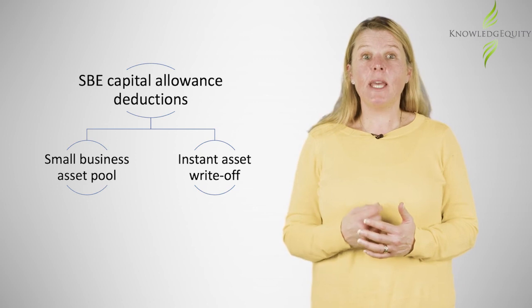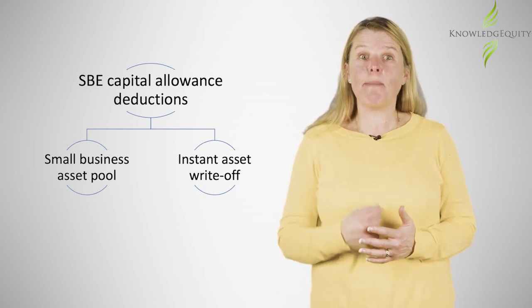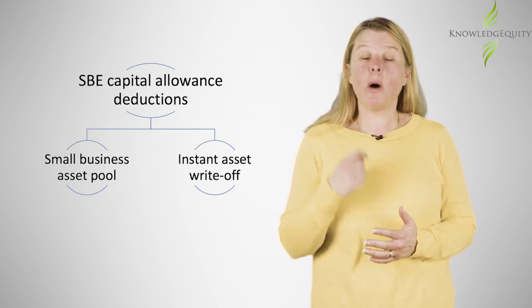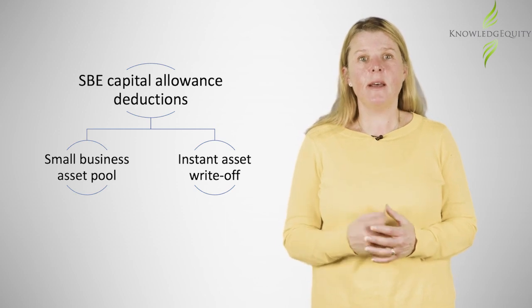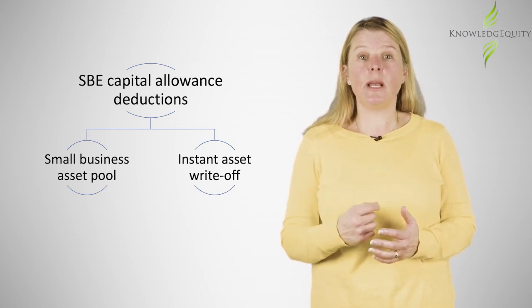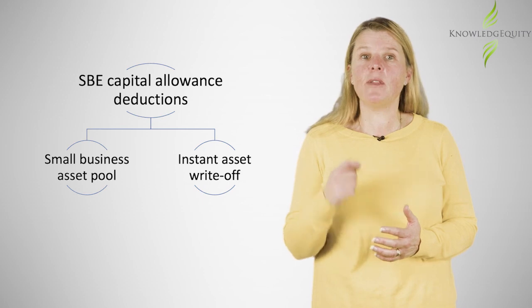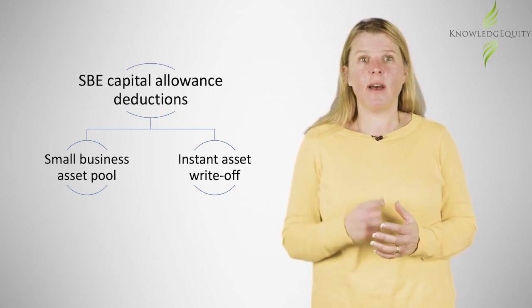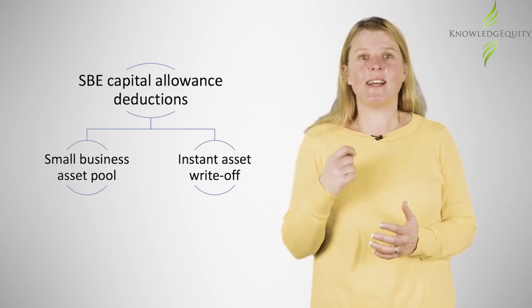To recap, the key points to remember with the SBE Capital Allowance system are that it is optional for SBE taxpayers. The primary method used is pooling with various decline rates depending on the status of the asset. However, low-cost assets may be deducted immediately.